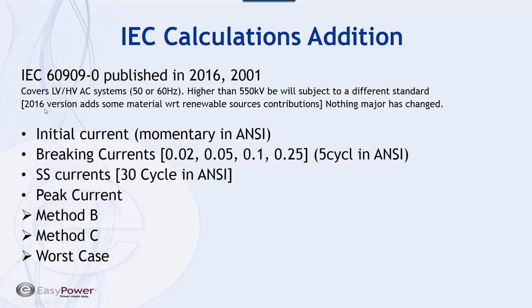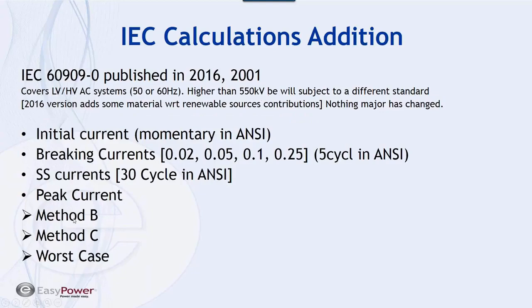That being said, this line is something that I have copied from IEC. It says that it covers low voltage and high voltage AC systems, 50 or 60 hertz. It happens that the areas of the world that are complying with IEC are mostly working at a frequency of 50 hertz. US, Canada, we do frequency 60 hertz, but that's the line that comes from IEC, again 50 or 60 hertz. Higher than 550 kV will be subject to a different standard.